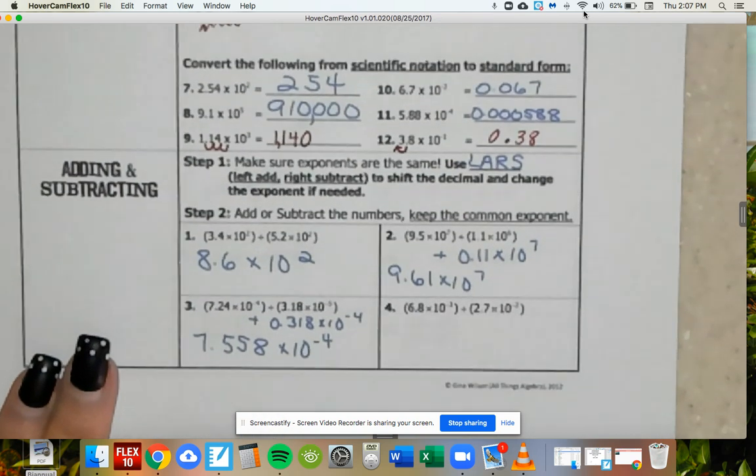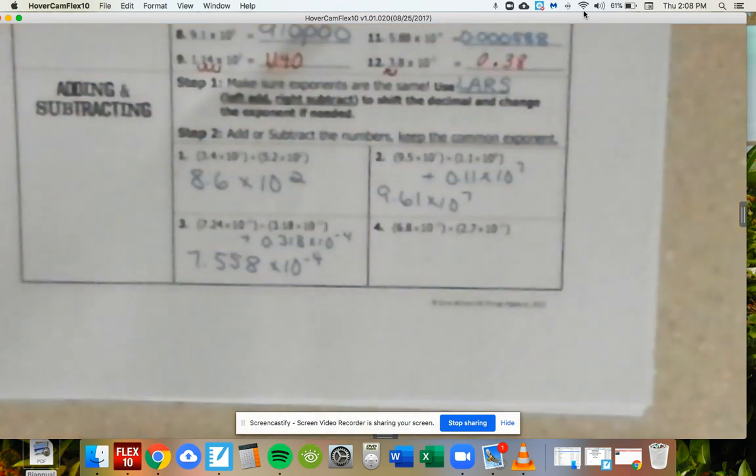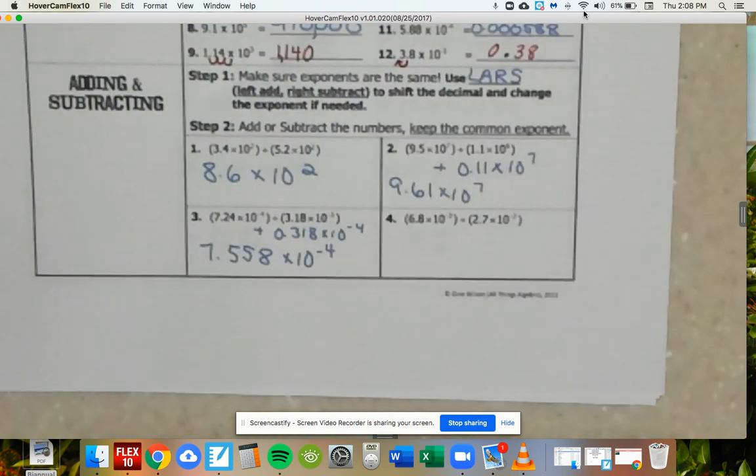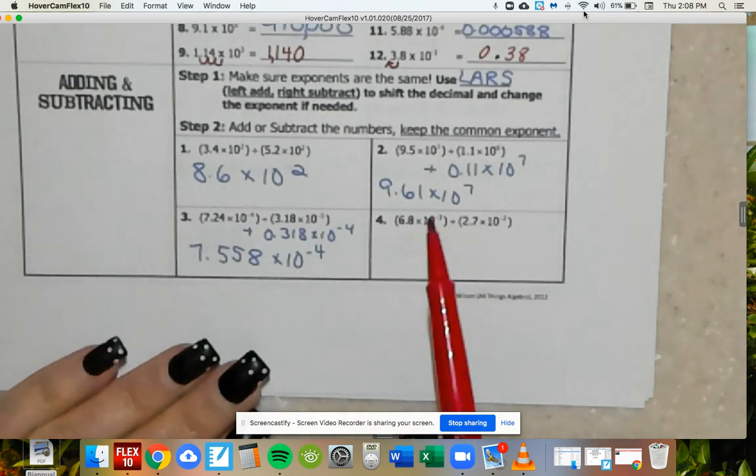Adding and subtracting. Let's see if this gets any better. Does this help? What does that do? Oh, no, that makes it worse. What does this do? No, that doesn't do anything. All right, well, we're just experimenting here.